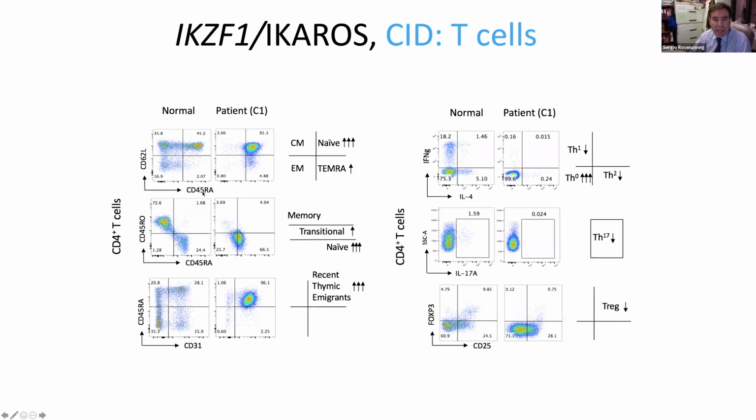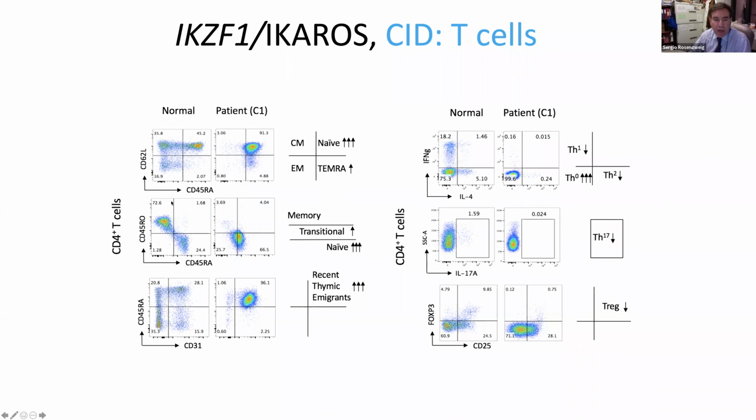Look at this. Here we are looking for naive, central memory, effector memory, and TEMRA cells. Here you have the healthy control. Here you have the patient. Here you can see that the patient has most of their cells naive or TEMRA. There are almost no central memory or effector memory cells. So very clearly the cells were markedly naive and not all the other subtypes.